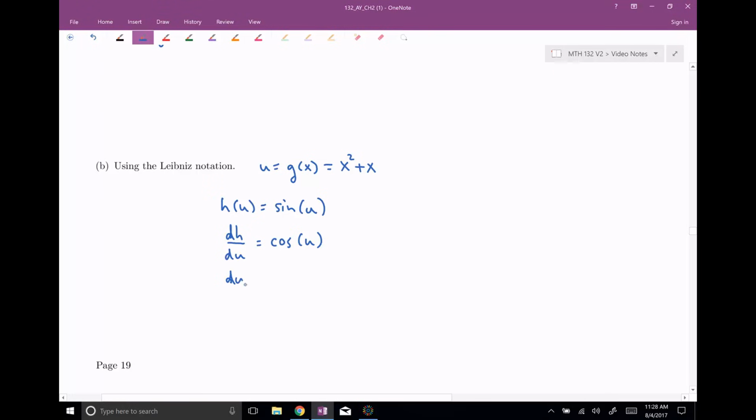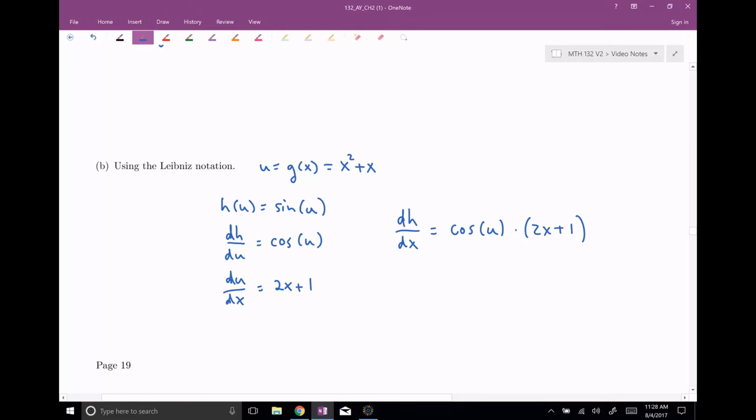Now we want the derivative of u with respect to x. Well, here's our u function. It's x squared plus x. So if I take this derivative with respect to x, this is going to be 2x plus 1. And therefore, the derivative of h with respect to x is going to be equal to cosine of u times du dx, which in this case is 2x plus 1.